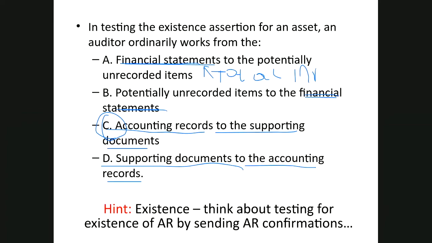The other problem with these answers is they're saying you would go to or from the potentially unrecorded items. It's almost like they're assuming you have some kind of omniscient knowledge of which items are potentially unrecorded. So that's another reason why these answer choices are problematic. If I knew what the unrecorded items were, why would I even need to test in the first place, right? So that's the other problem there. All right, so your answer was C.